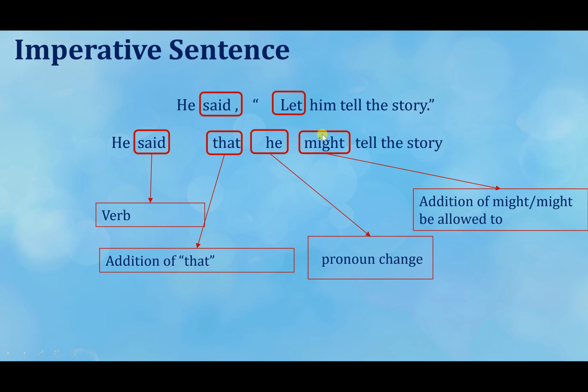So for your assistance, I am just sharing one thing. You have to keep in mind only one thing. When it indicates proposal, you have to look at the verb that will be proposed or suggested, and here the tense change will be should. But if it does not refer to proposal, the verb will be said or told, and here the tense will be might or might be allowed to.